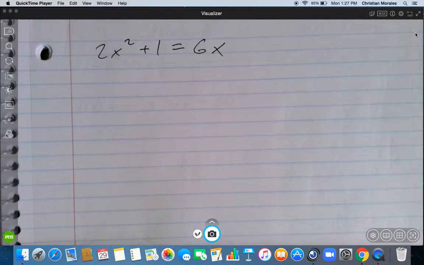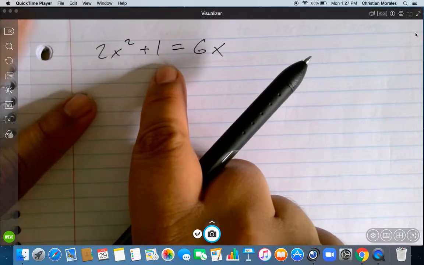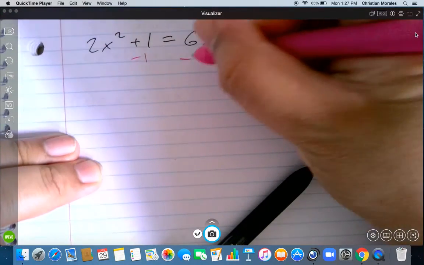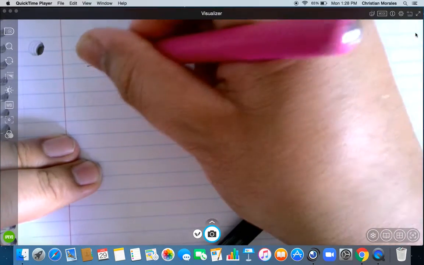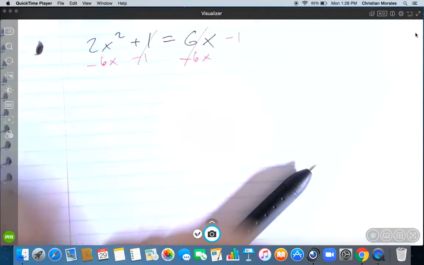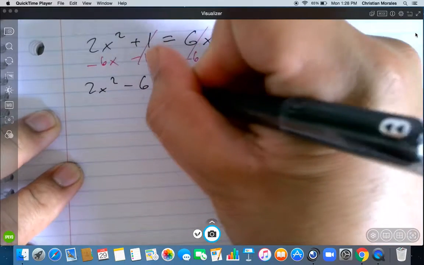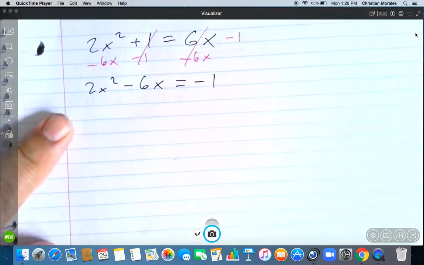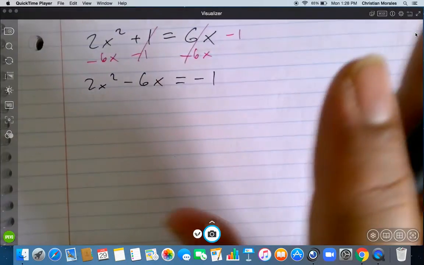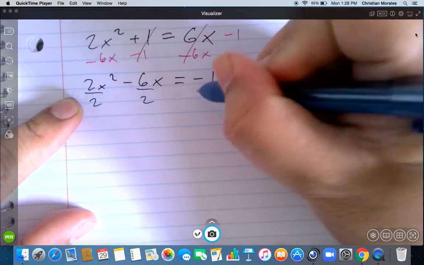All right, this one's mixed around. I don't want that here, I want this here. So inverse operations. I'm moving this over here, and I'm moving this over here. That cancels out, that cancels out. You're going to be left with 2x squared minus 6x equals negative 1. Okay, that is fine. If the c's not there, it could be over there, that's fine. Okay, again, you cannot have that number in front. Divide everything by that number.